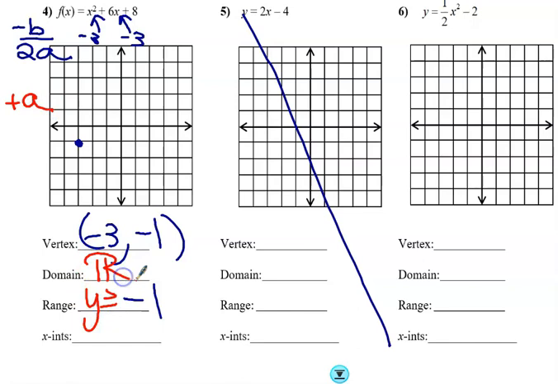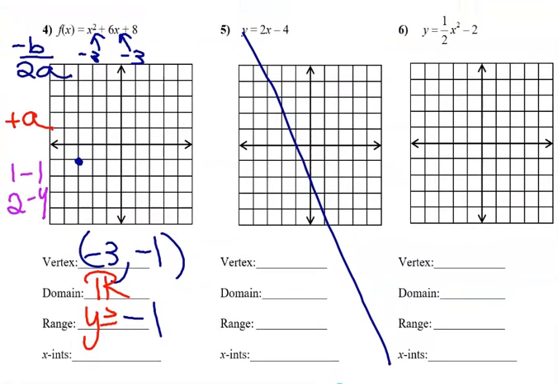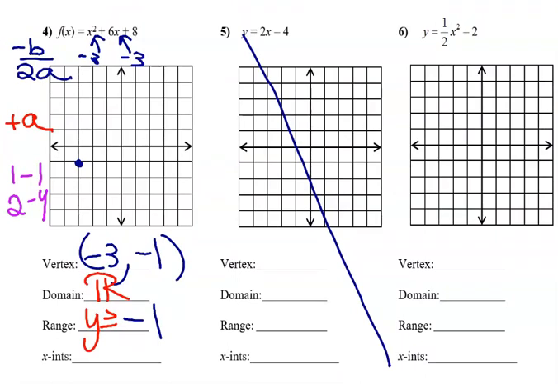My domain is all real numbers. Now let's see where it crosses the x-axis. So I'm going to do 1, 1, 2, 4 because it's x squared. Okay? So I'm going to go out 1, up 1, and out 2, up 4. 1, 2, 3, 4. Out 2, up 1, 2, 3, 4.